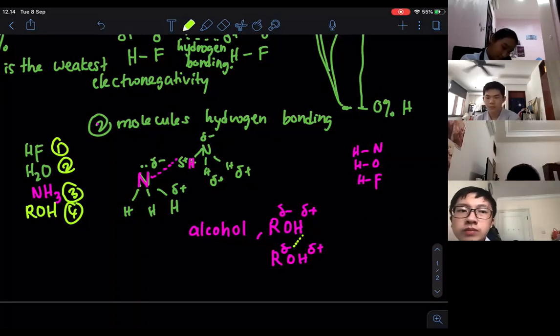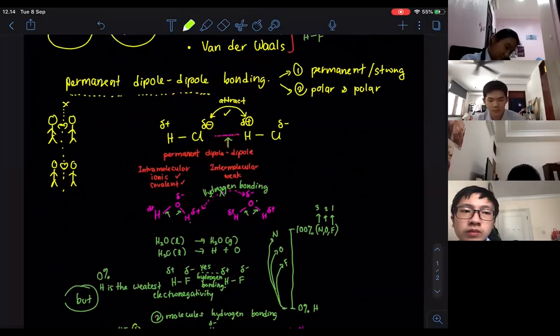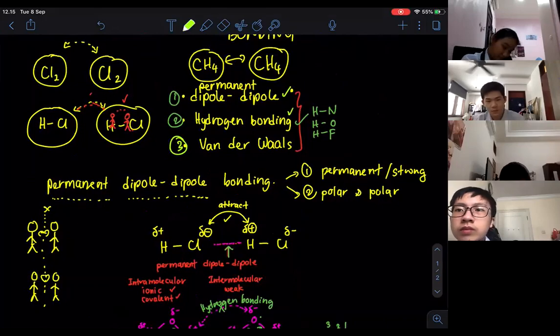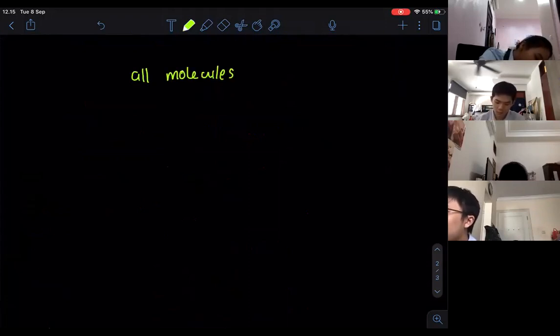So that leaves us with one more. Done. So what is the big deal about van der Waals forces? Now, van der Waals forces is very interesting. Why? Because it applies to all molecules. Not only polar, not only non-polar, it applies to all molecules.